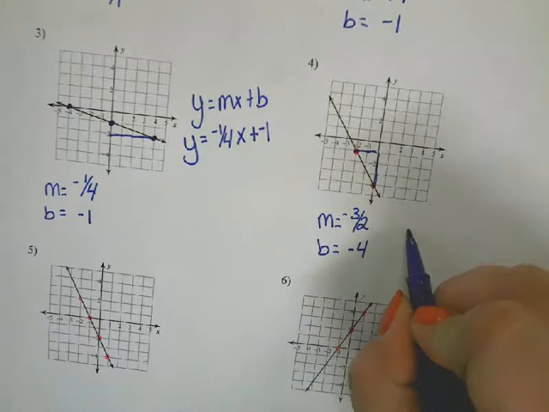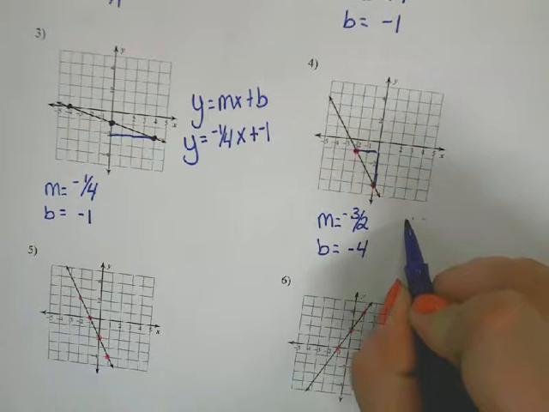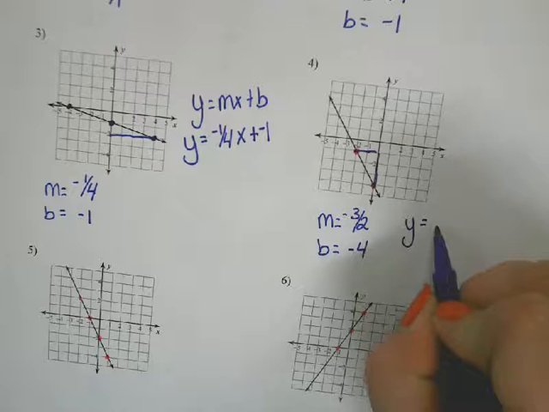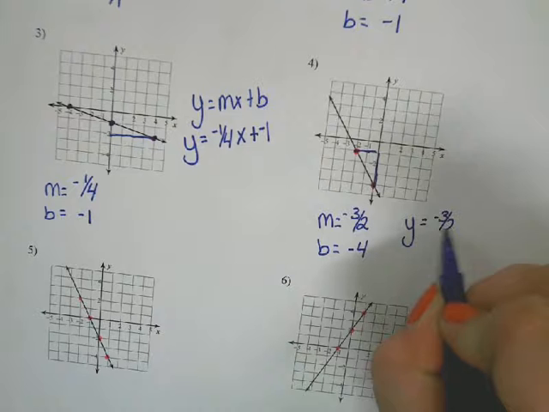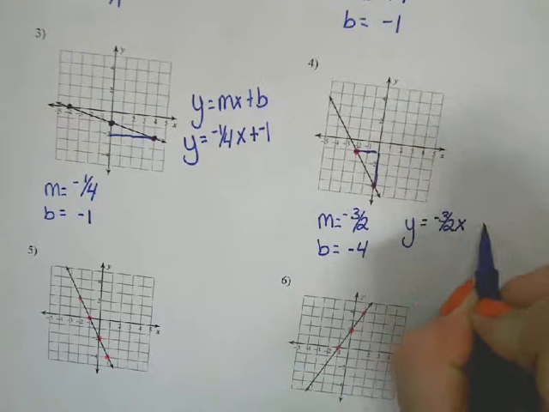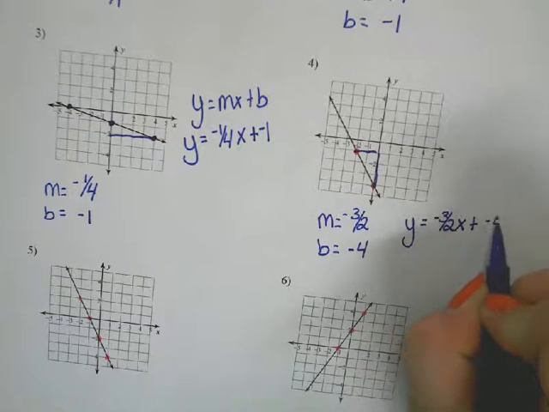Y equals M. Well, I know what my m is. What is my m? Negative 3 over 2 x plus negative 4. Okay?